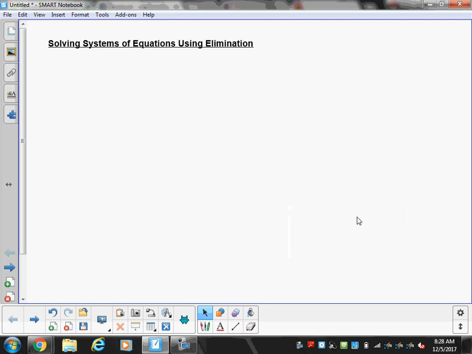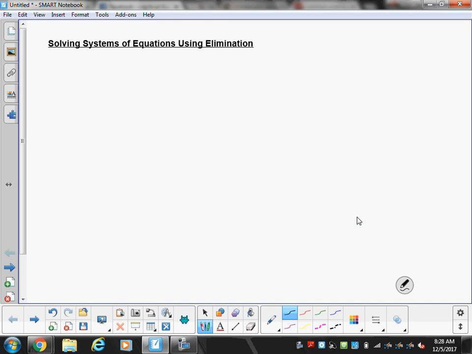Okay, guys, today we're going to look at another method for solving systems of equations, and it's called elimination. What we're trying to do is eliminate a variable. Similar to substitution, we're trying to get one variable so that we can solve for it, so we can find the other variable.